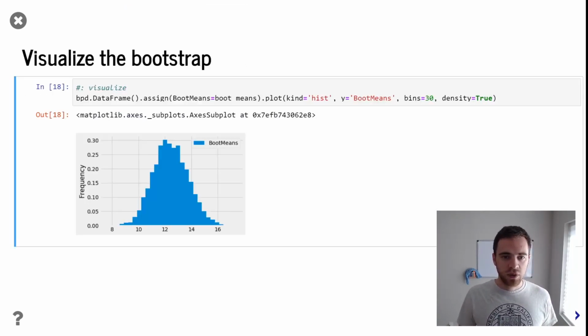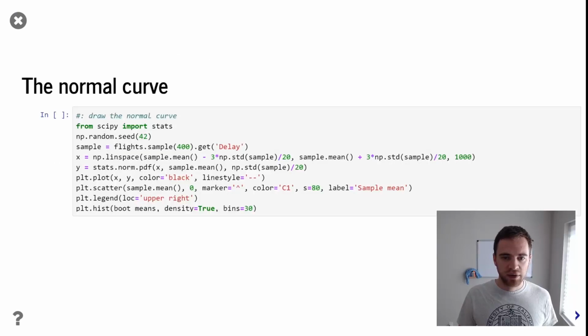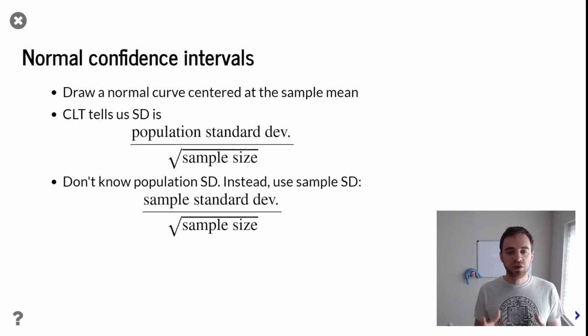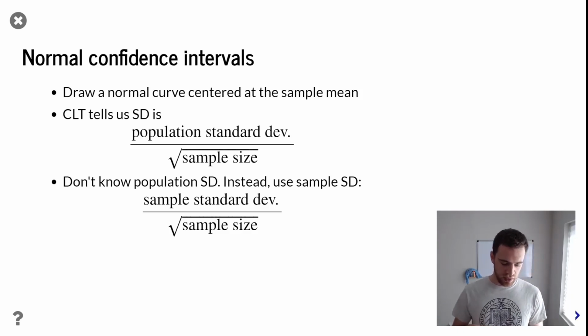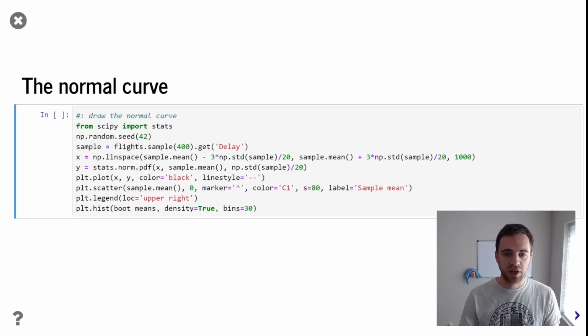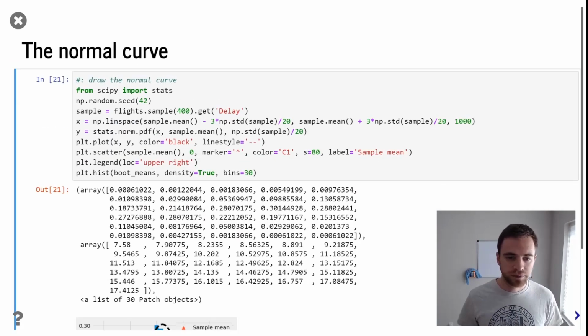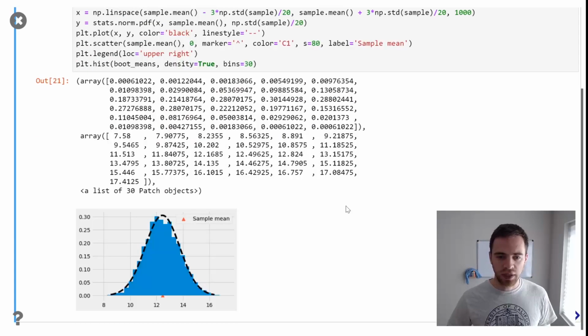Okay, so let's go back here. We're going to use these sample quantities, these sample statistics, in the central limit theorem to plot our normal curve. So let's go ahead and do it. I'm going to draw the normal curve. Okay, get a lot of data back here. And here's what I get.